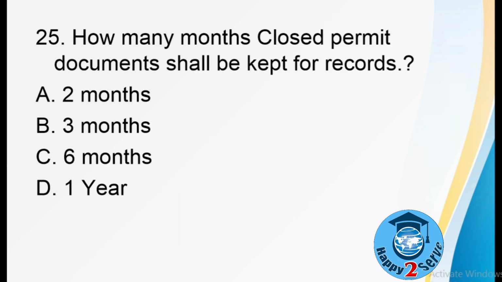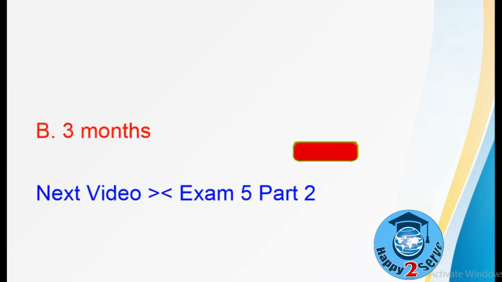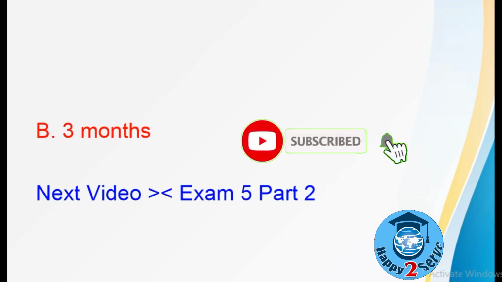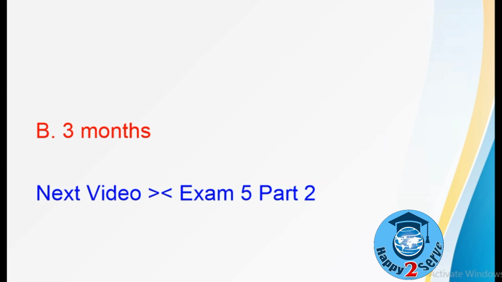25. For how many months shall closed permit documents be kept for records? A. 2 months. B. 3 months. C. 6 months. D. 1 year. Answer: B. 3 months. Next video: Exam 5 Part 2.